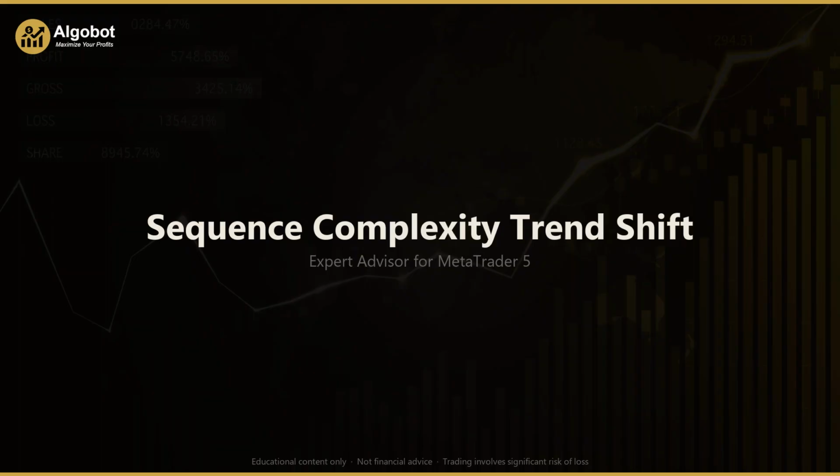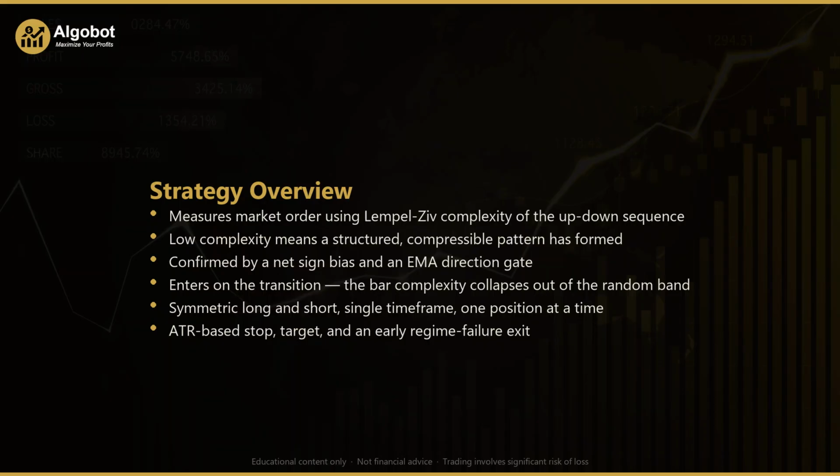Let's get started. So what does the Sequence Complexity Trend Shift Expert Advisor actually do? At its heart, this strategy treats the market as a stream of symbols rather than a stream of prices. Over a rolling window of bars, 40 by default, it records whether each bar closed up or down, writing a 1 for an up bar and a 0 for a down bar. That gives it a simple binary string that captures the recent rhythm of the market.